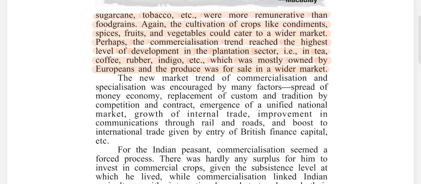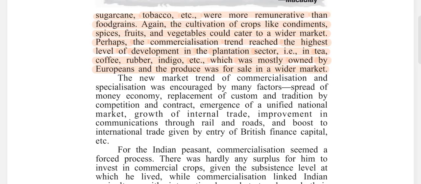The new market trend of commercialization and specialization was encouraged by many factors: spread of money economy, replacement of custom and tradition by competition and contract, emergence of a unified national market, growth of internal trade, improvement in communications through rail and roads, and boost to international trade given by entry of British finance capital, etc.